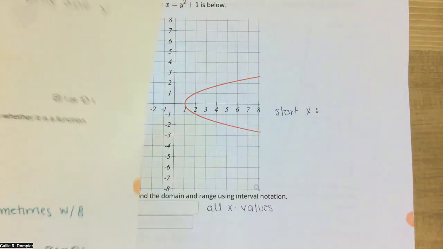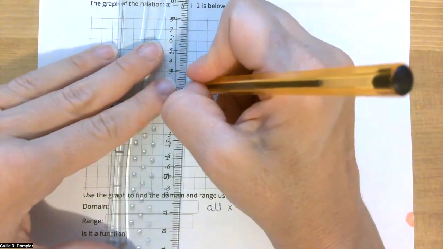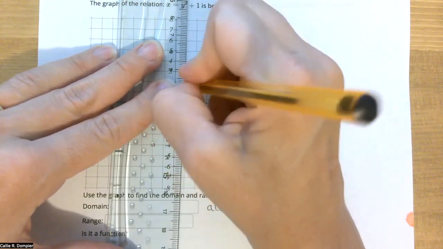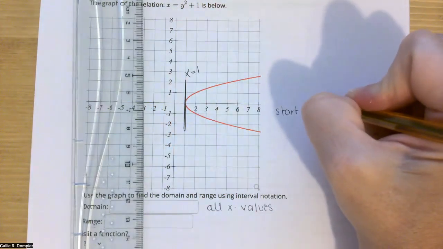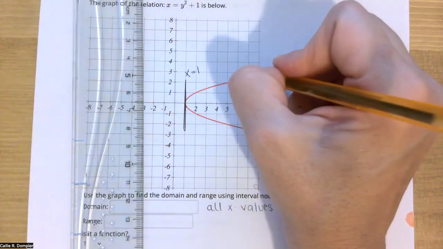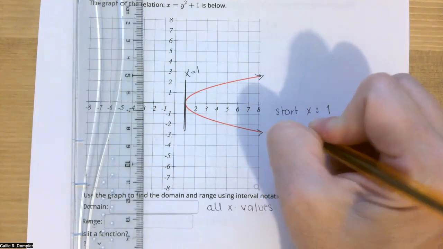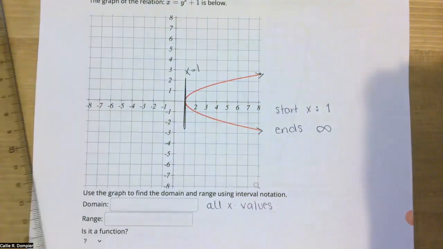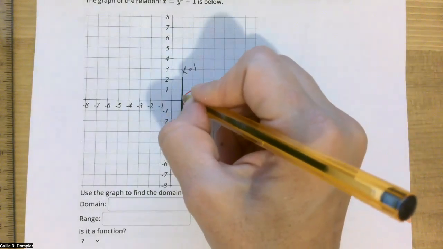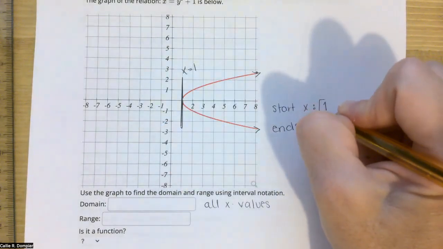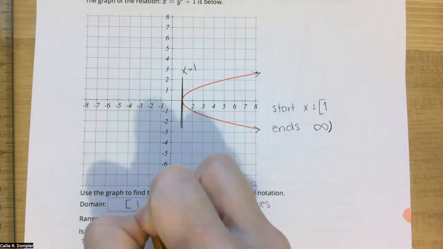It starts, it's not a ruler. It starts right here at x equals 1. Where does it stop? Does it stop here or does it keep going forever? It keeps going forever. I mean, it ends at infinity. Infinity always gets the parentheses, but you can see that it's touching x equals 1, so that's getting brackets. So the domain is 1 to infinity.